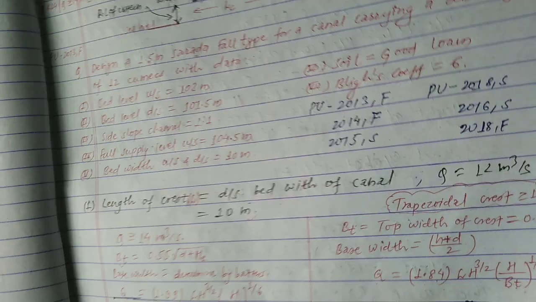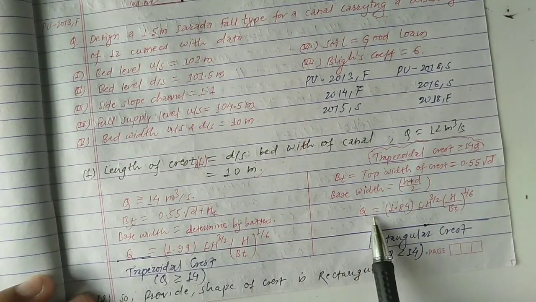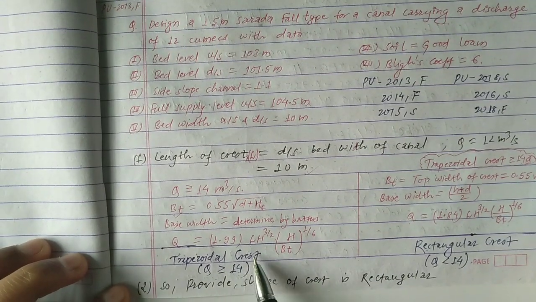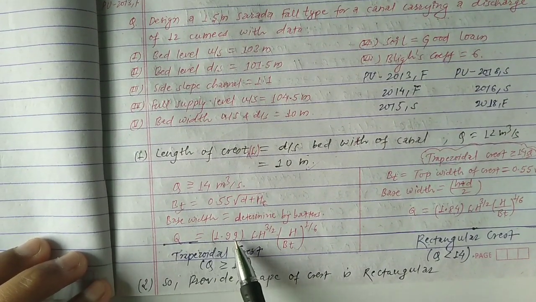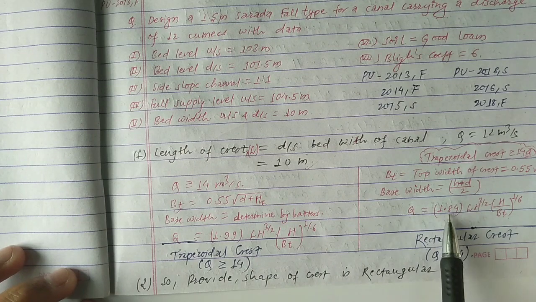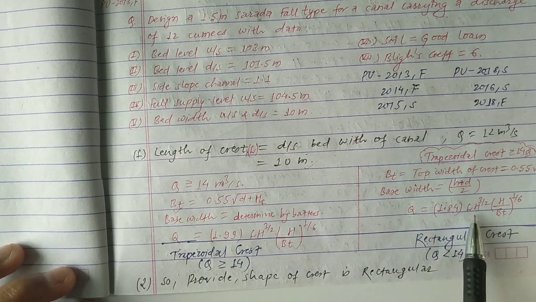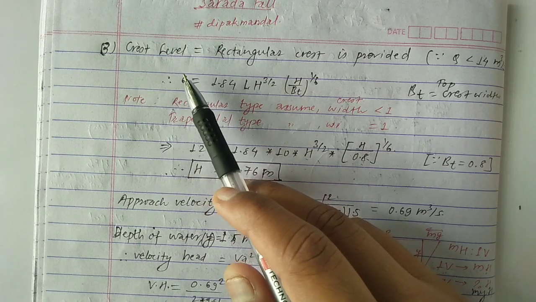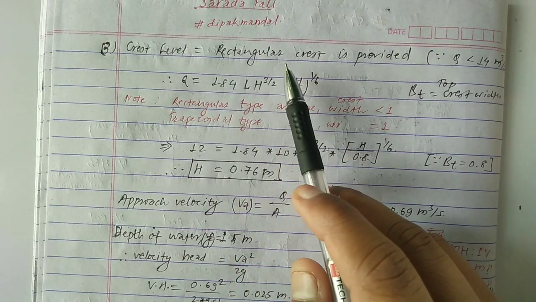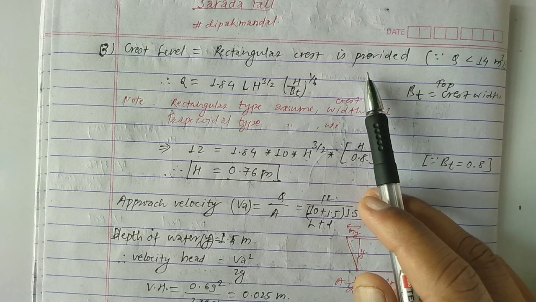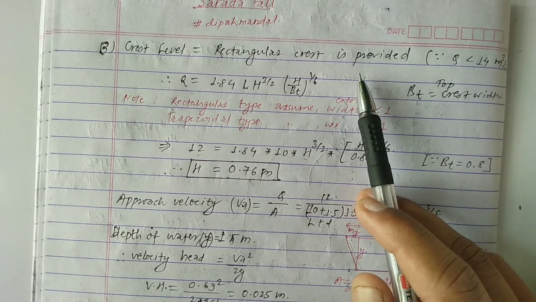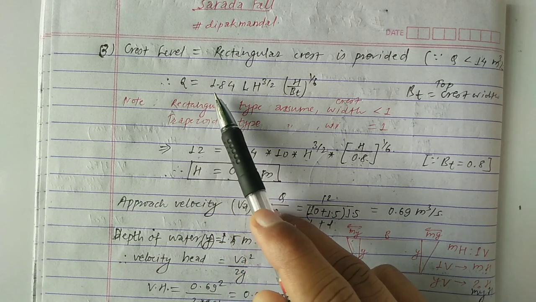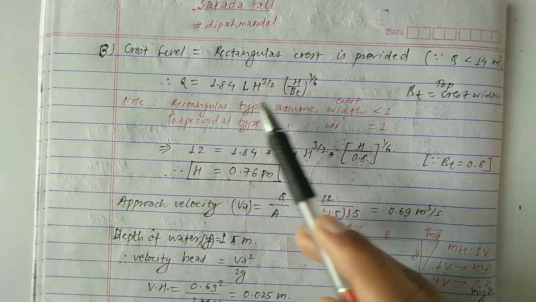You can see here, for a rectangular crest we use this formula, Q equal to 1.84, and for the trapezoidal crest we use the formula Q equal to 1.99. Only the constant is different. In the third step, we have to calculate the crest level. Rectangular crest is provided, as we already discussed in the second step. For the rectangular crest, we have to use the value of Q equal to 1.84 in this formula.